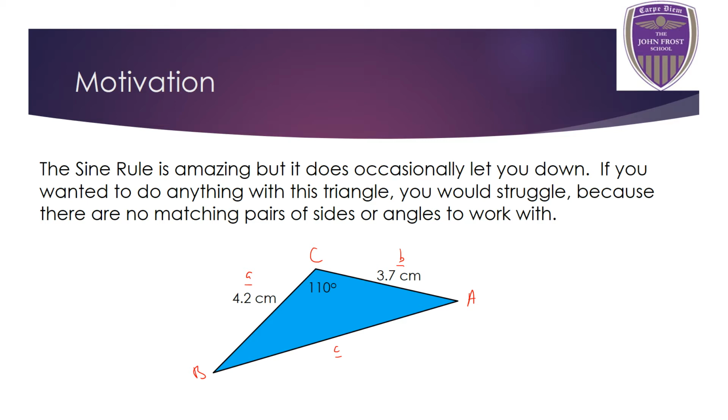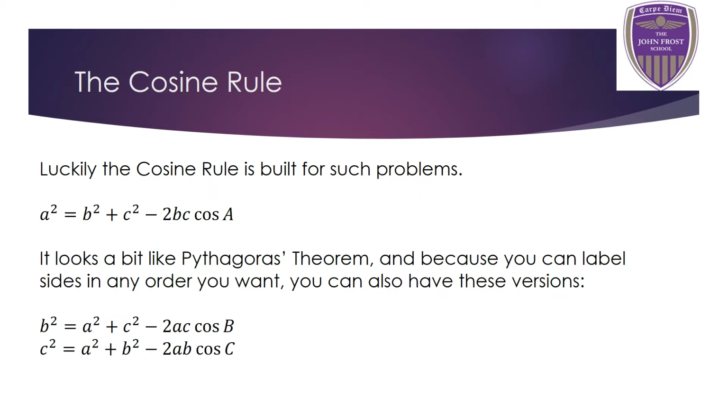So I haven't got any matching pairs here at all, all right? Which is going to stop you from using the sine rule. For the sine rule, you need a matching pair. Luckily, for the cosine rule, you don't need a matching pair. It's built for these sort of problems. Here's the cosine rule, okay? It's in the front of an exam paper.